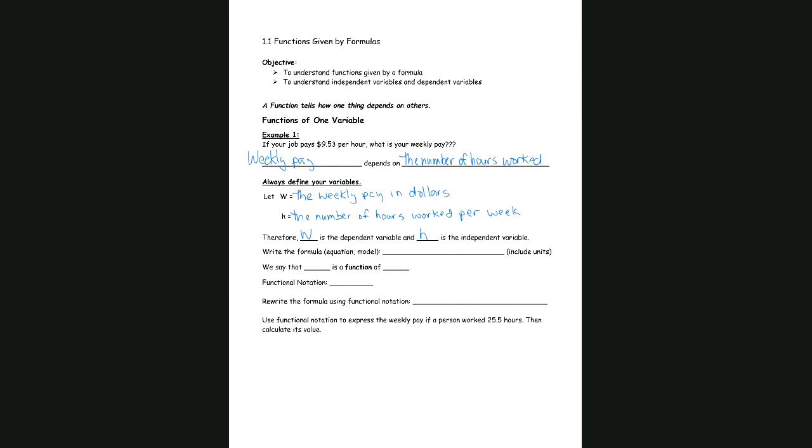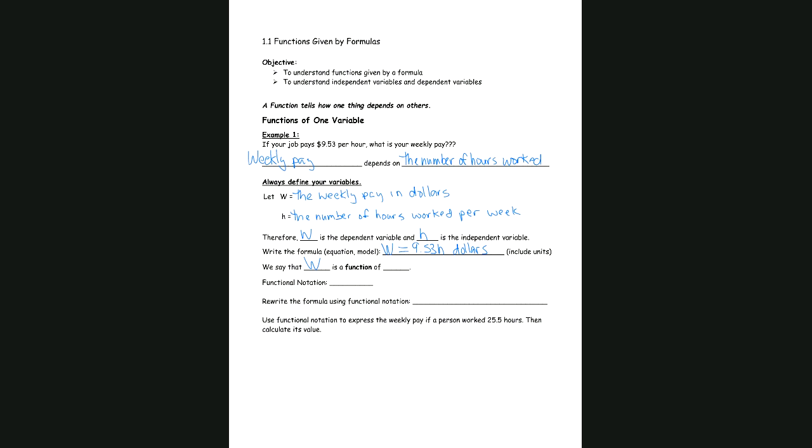Now I can write my formula. W depends. Weekly pay depends. That's where my equal sign goes. My hourly rate is $9.53 per hour. And I have to include my units, and it's dollars. I write the word dollars. I do not put the dollar symbol in front of the 9. So we say that W is a function of H.